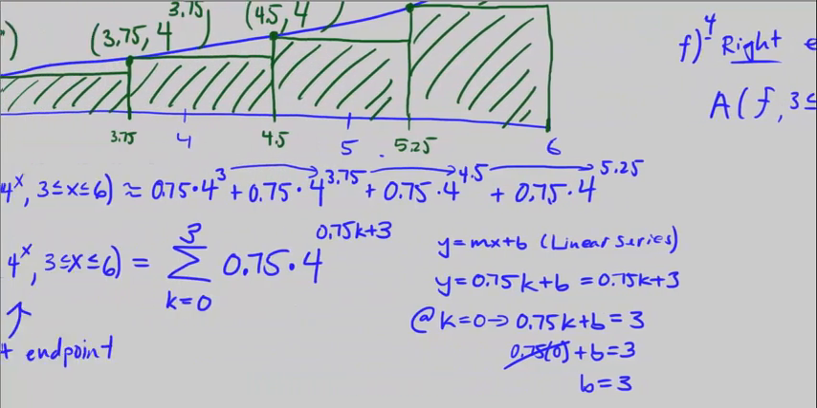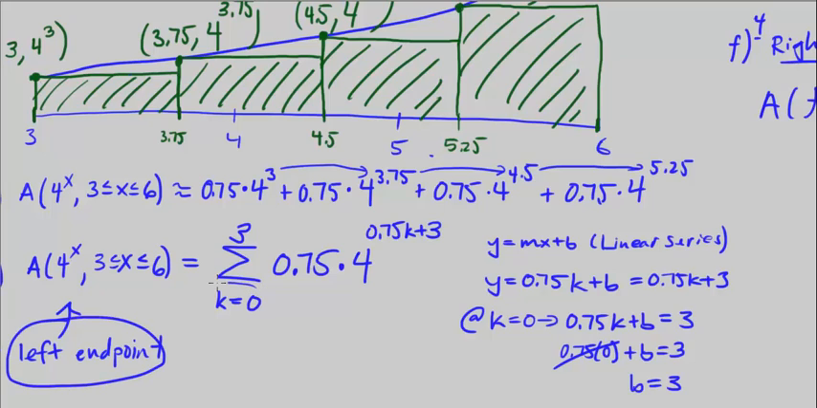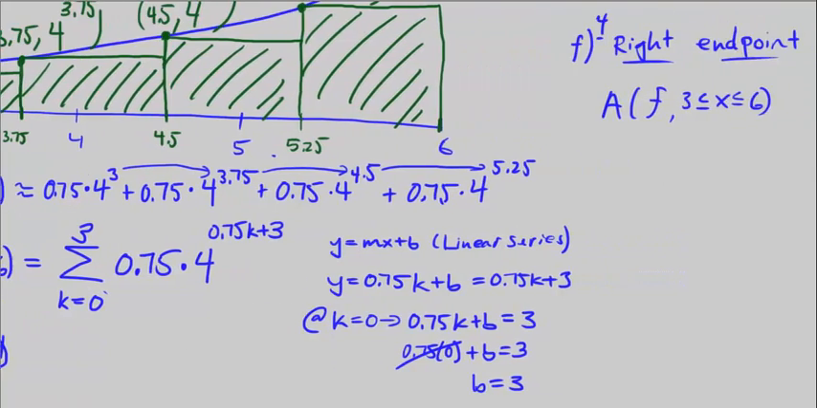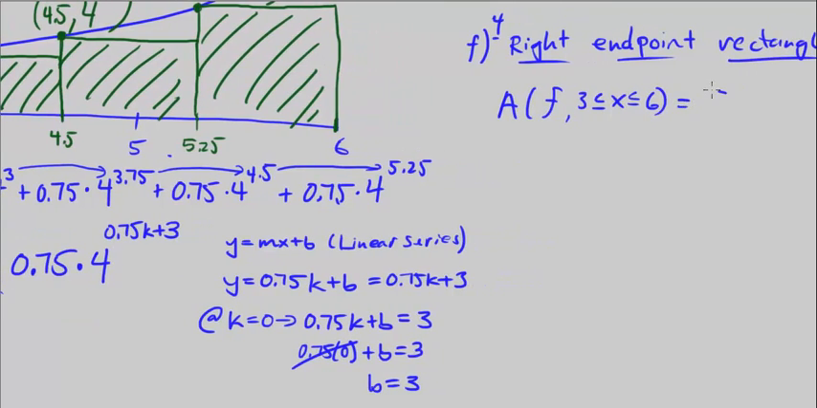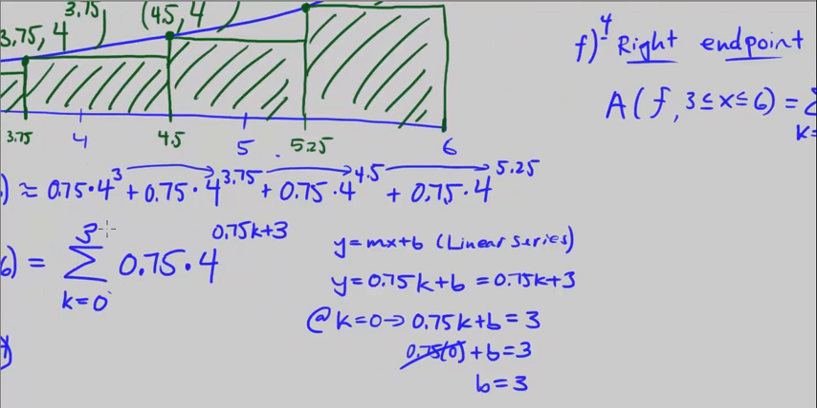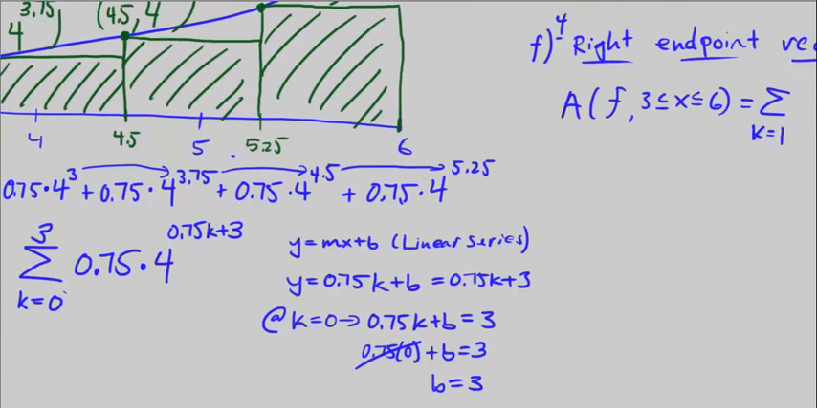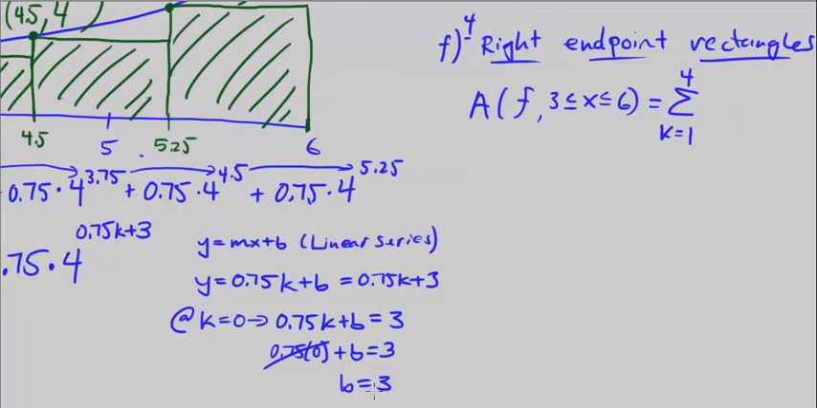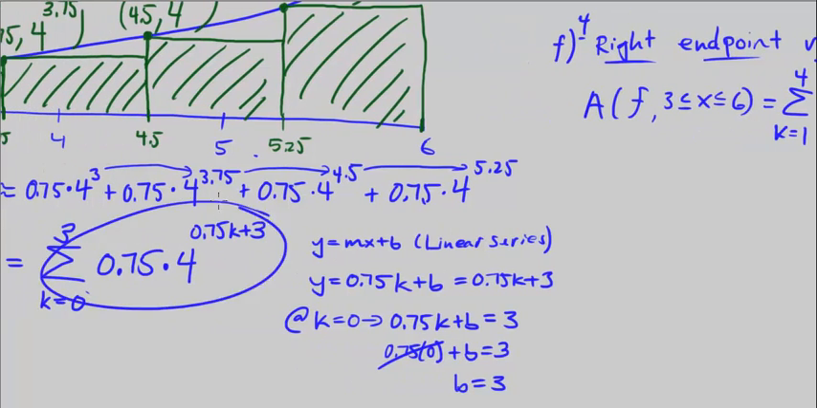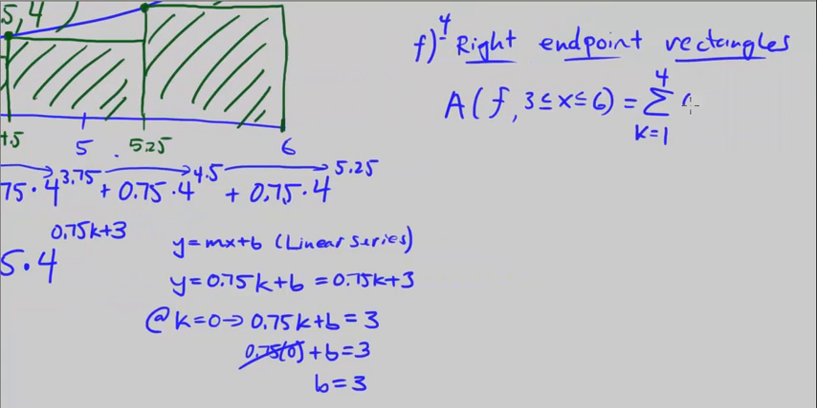It's so easy to go from left endpoint to right endpoint because remember we just add 1 to our starting and stopping points, our indices. So this is just going to be the same thing except we're starting at k equals 1, right? Because 0 plus 1 is 1. 3 plus 1 is 4, so we're stopping at 4. And this stays the same, 0.75 times 4 to the power of 0.75k plus 3.